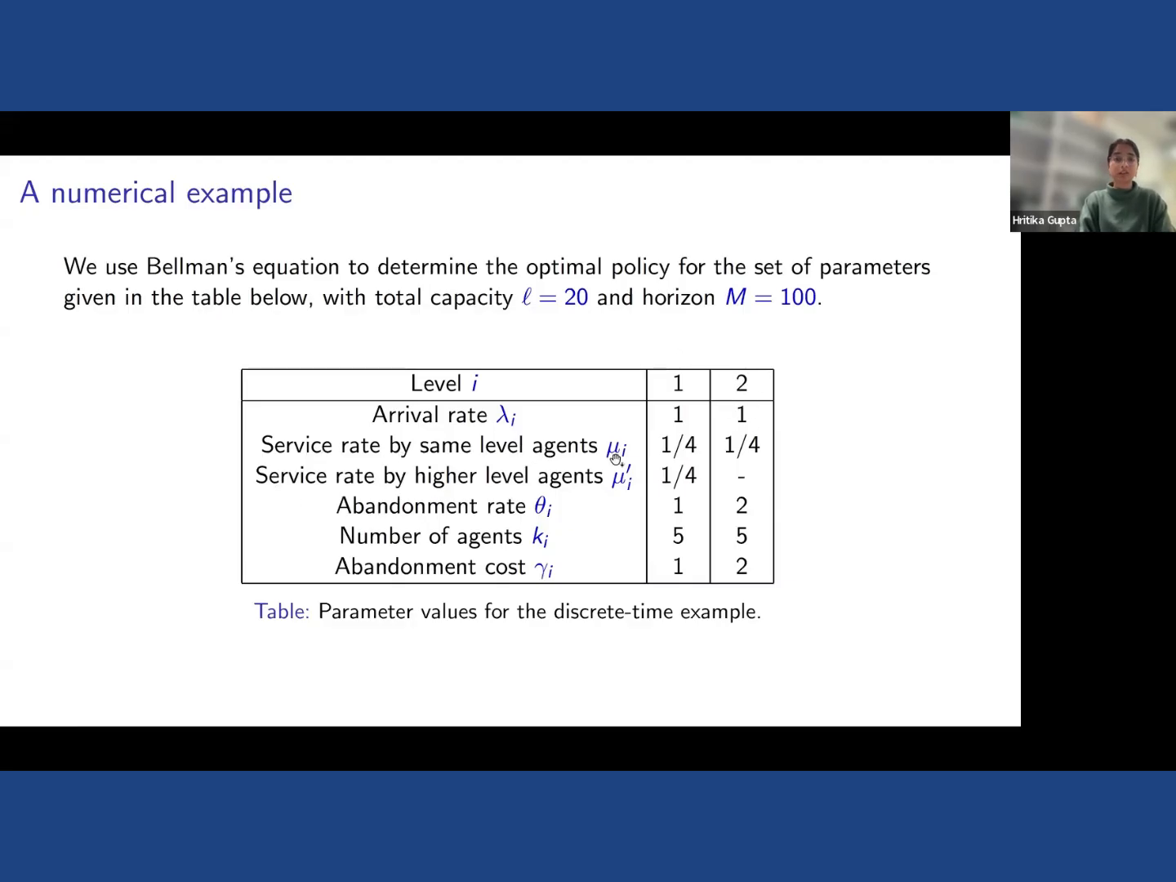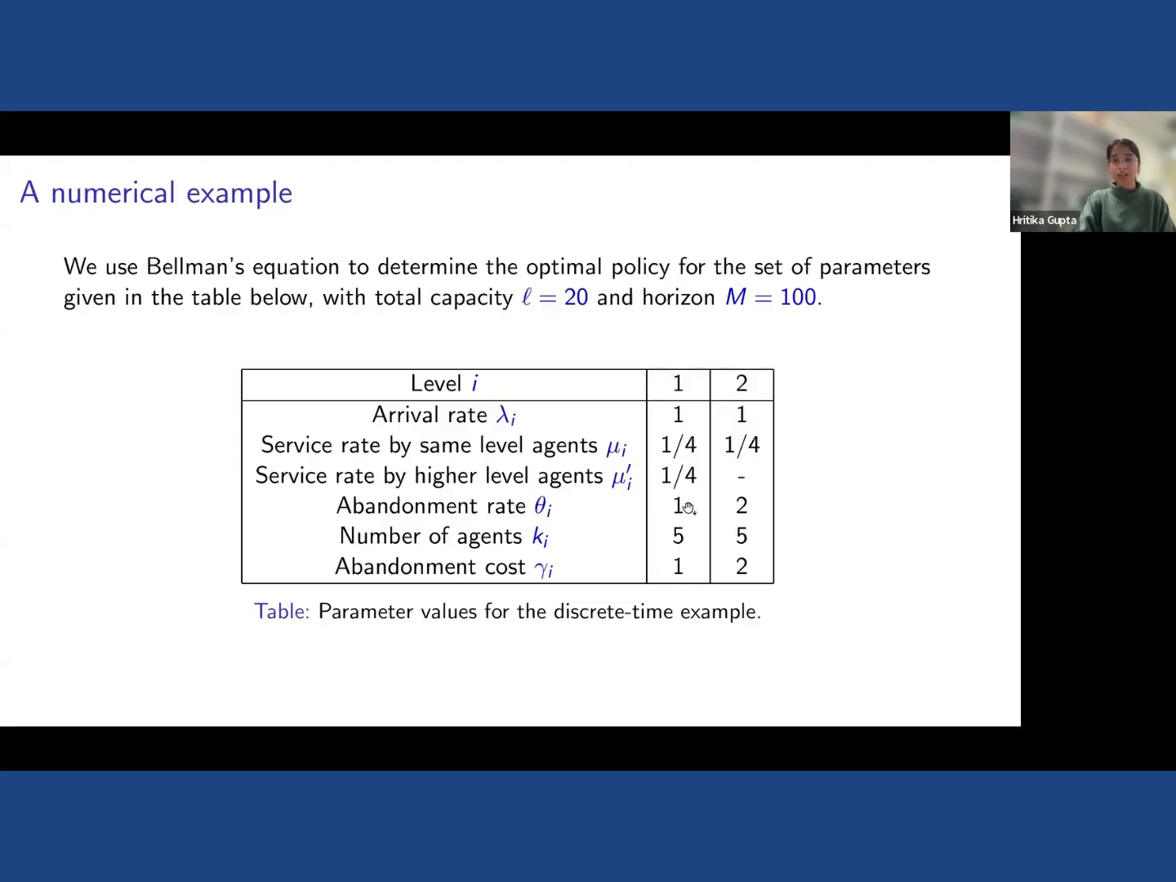The service rate by the same level agents. So if a level 1 customer gets served by a level 1 agent, the service rate is 1 by 4. Similarly, 1 by 4 for level 2. Service rate by higher level agents is also 1 by 4. So I'm keeping everything equal just for simplicity, but you can change these parameters, have different parameter values at different levels. A rate of 1 by 4 implies it takes on average 4 minutes to serve a customer.